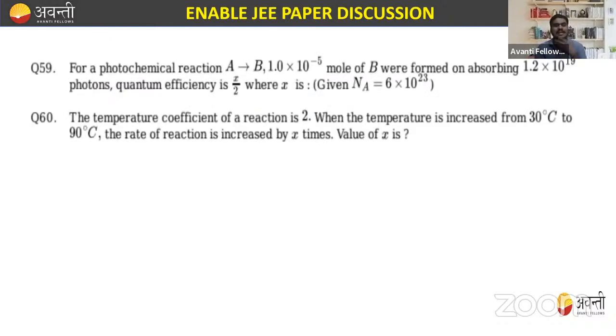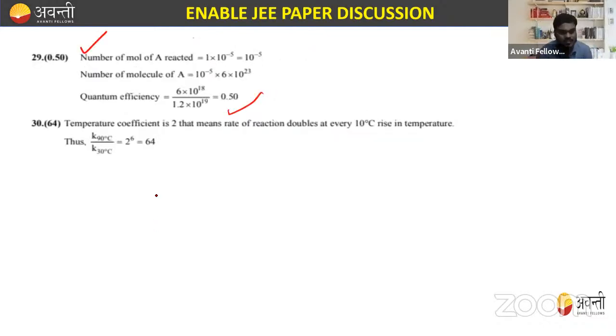Now the last question: the temperature coefficient of the reaction is 2. Here the temperature coefficient means that at every 10 degree rise in temperature, the rate of reaction becomes twice. The temperature coefficient of the reaction is 2 when the temperature increases from 30 to 90, then the rate of reaction increases by x. What is the value of x here? So this becomes 2 raised to the power 6. The temperature coefficient is 2, which means the rate of reaction doubles at every 10 degree rise in temperature. So from 30 to 90, this value comes out to be 64.